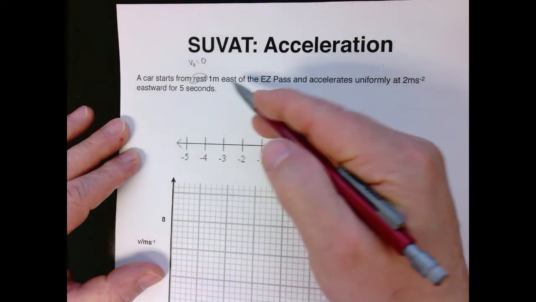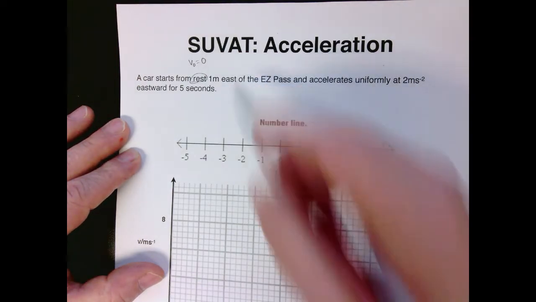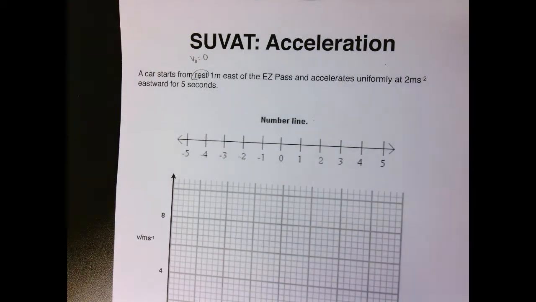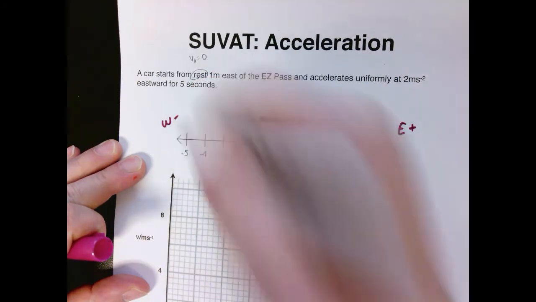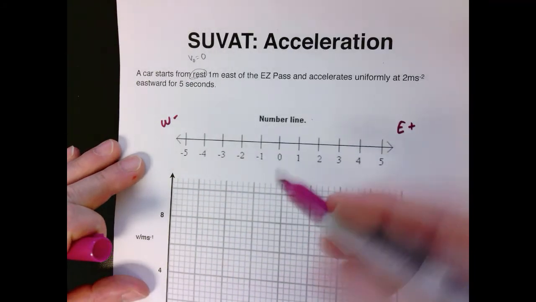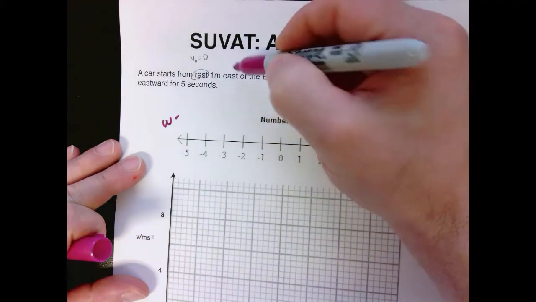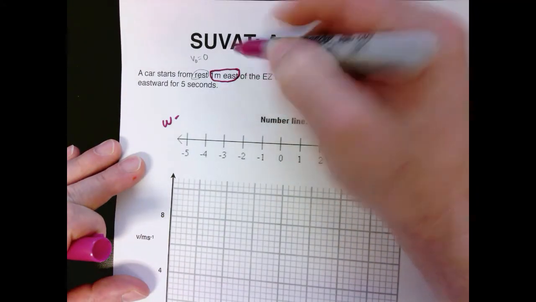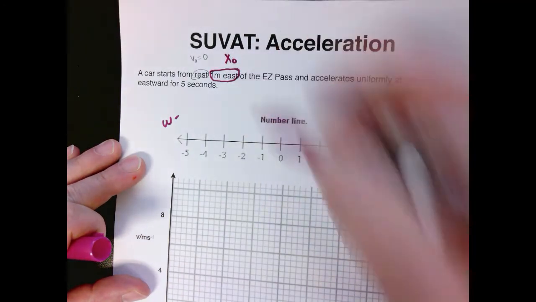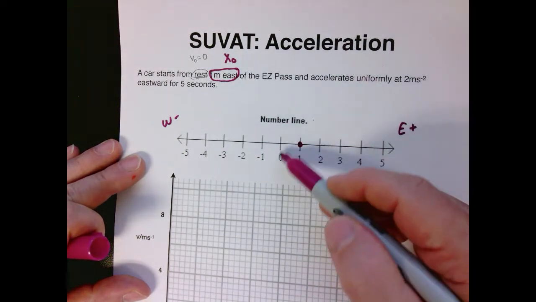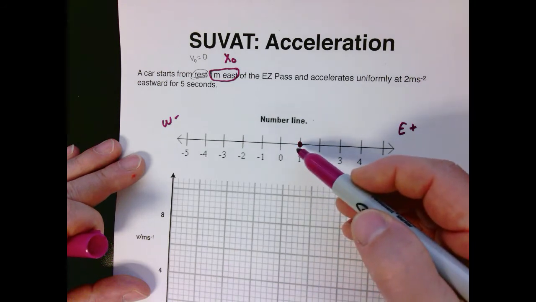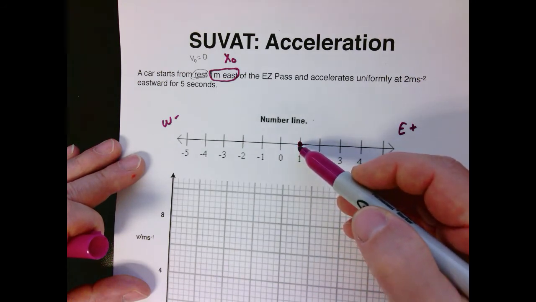It's 1 meter east of the EZ-Pass. We have an east-west situation. East positive, west negative, and we have 1 meter east. And so that 1 meter east is the initial position, x0, which we can see is right here. So here's the EZ-Pass booth. Whoops, looks like the person went past the EZ-Pass booth, and they're at rest, 1 meter past.